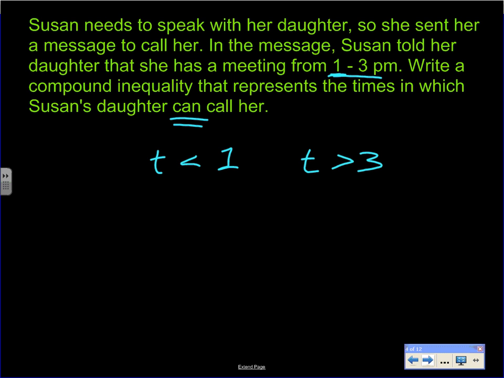Now we need to figure out, is this going to be an "and" compound inequality or an "or" compound inequality? Does Susan's daughter have to call between 1 and 3, or does she have to call before 1 or after 3 o'clock? She's going to have to call before 1 o'clock, or she's going to have to call after 3 o'clock. So when you write this compound inequality, you write it like this, with an "or" in between it.